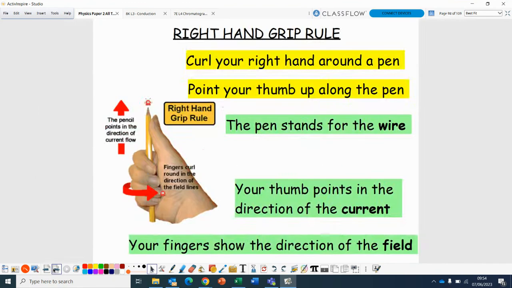Fleming's right-hand rule, both higher tier and foundation tier need to be able to do this. This can show you the direction of the magnetic field. You hold a pen or pencil in your right hand with your thumb upwards. Your thumb will tell you which direction the current is going. The pen is the wire, and your fingers show the circular direction of the field.